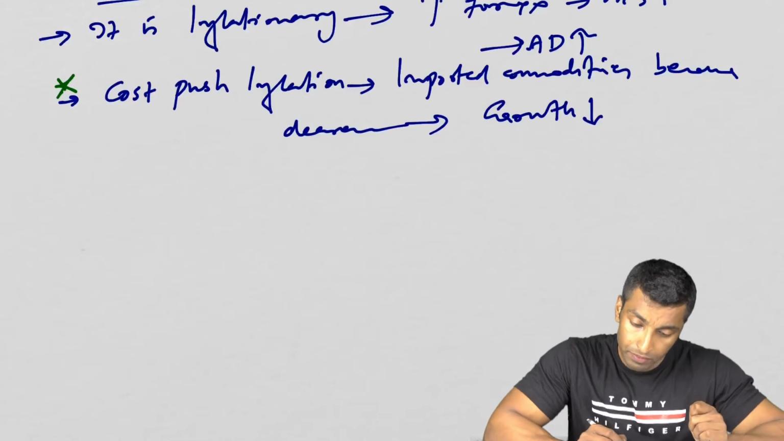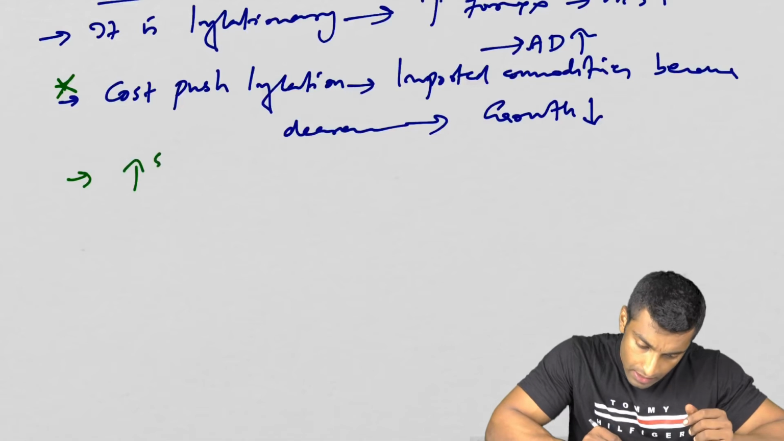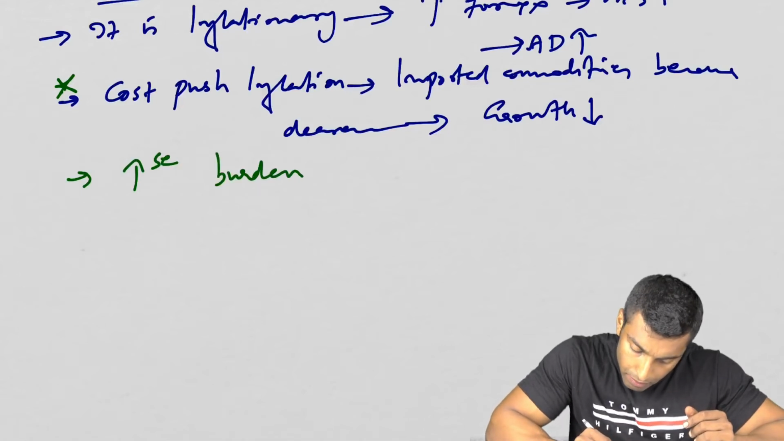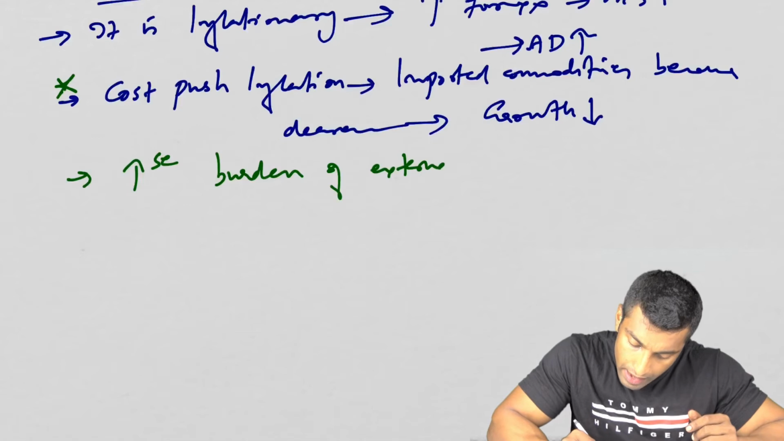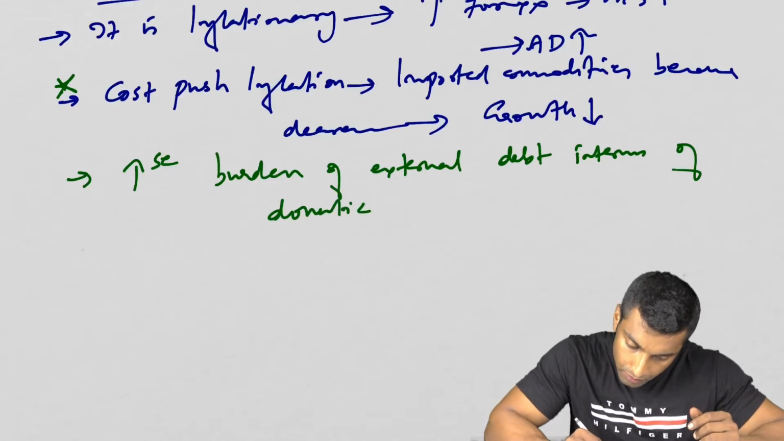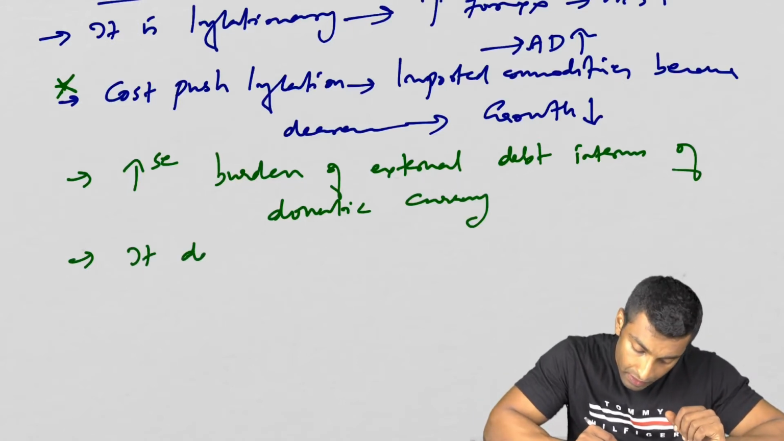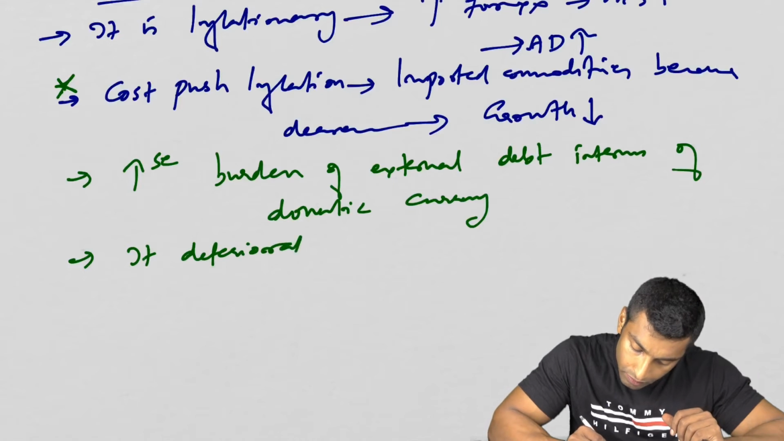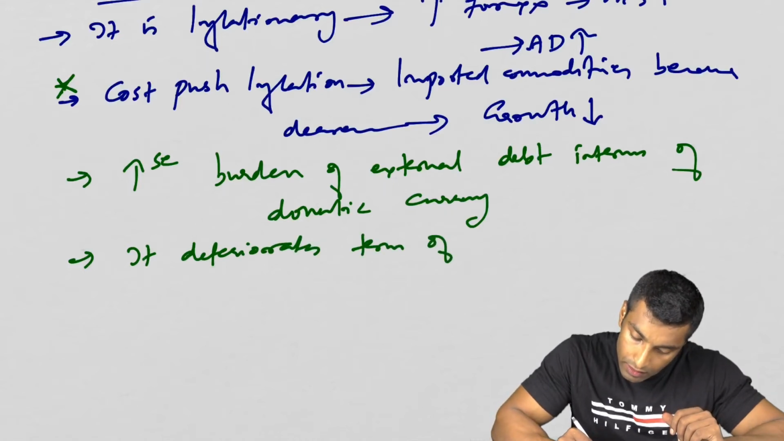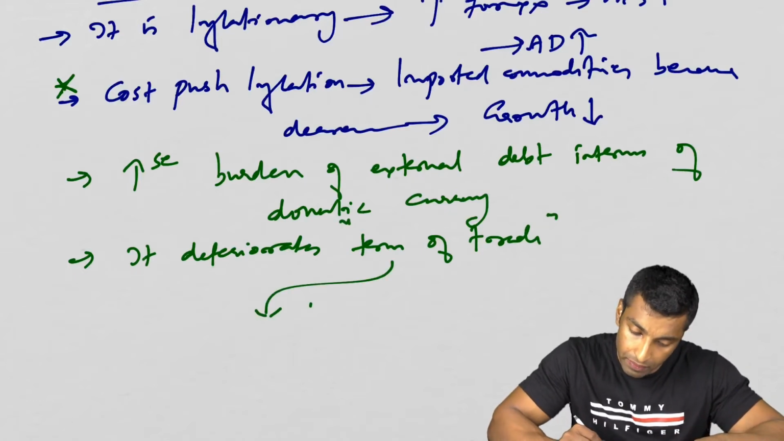Third one, it obviously increased the burden of external debt. We have already discussed. Increased burden of external debt in terms of domestic currency. Then it deteriorates terms of trade. What do you mean by terms of trade?